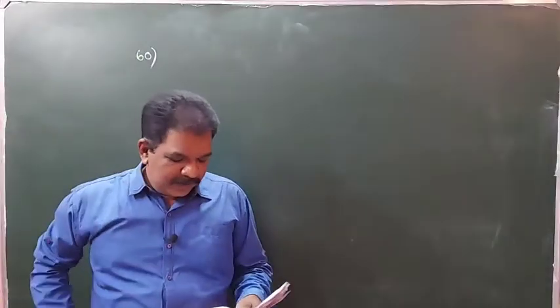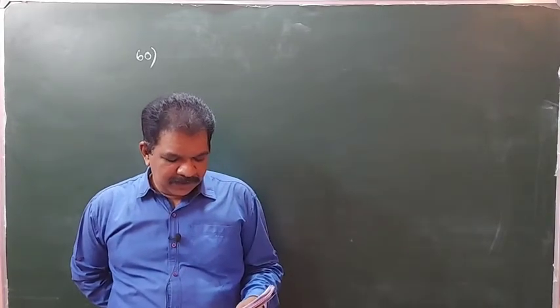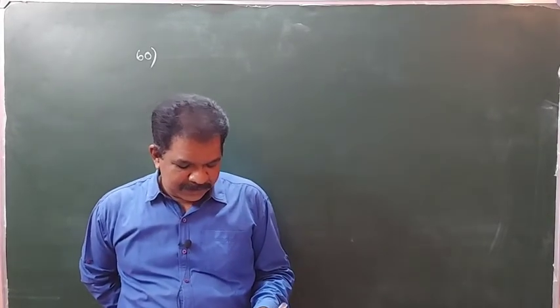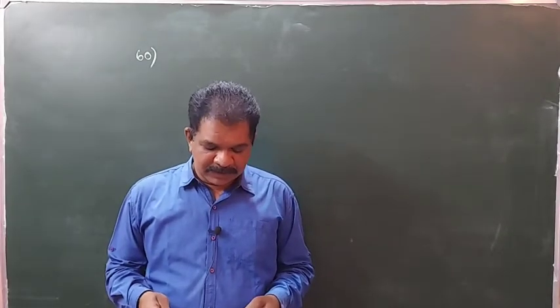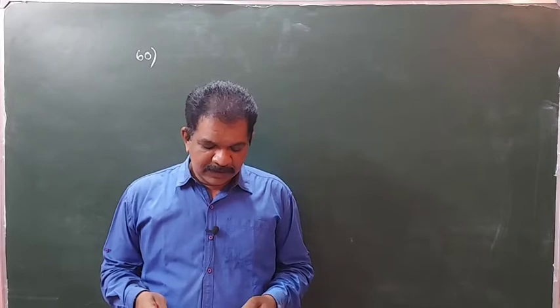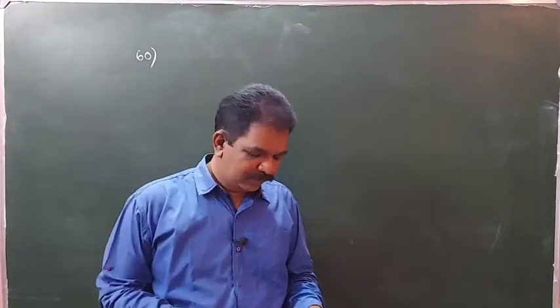The velocity of a particle moving with uniform acceleration at an instant is 10 meter per second. After 3 seconds, its velocity becomes 16 meter per second. Find the velocity at 2 seconds before the given instant.